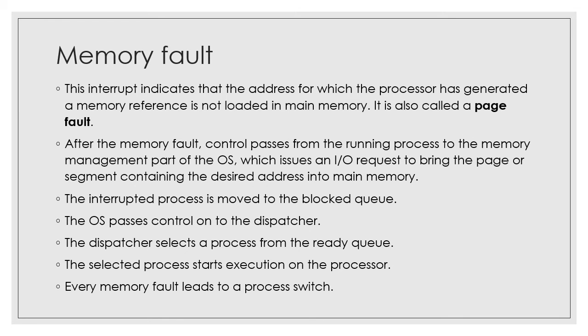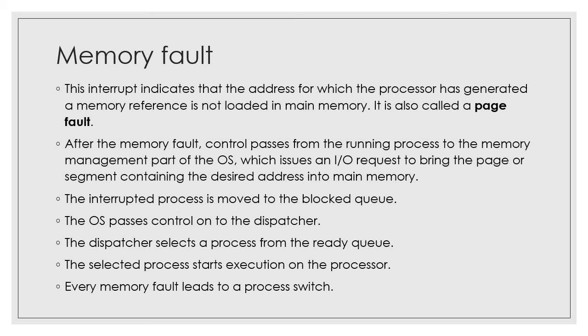A memory fault indicates that the address for which the processor has generated a memory reference is not loaded in main memory. Instead, it is present on the hard disk. It is also called a page fault. When the processor wants instruction or data, it generates a memory reference. If virtual memory is employed, the memory reference generated may be of main memory or the hard disk. If the memory reference maps to the hard disk, this is a memory fault.